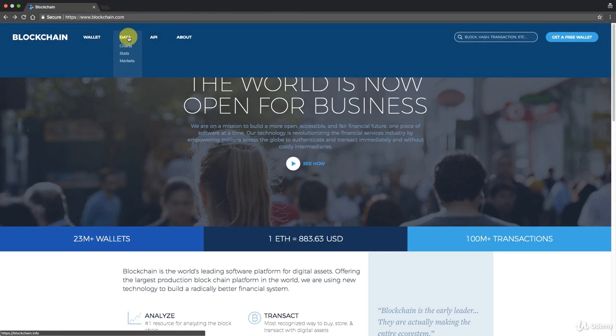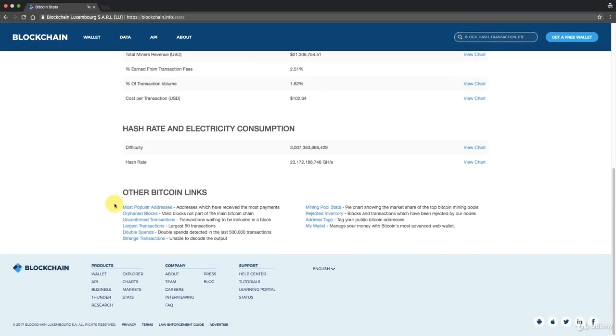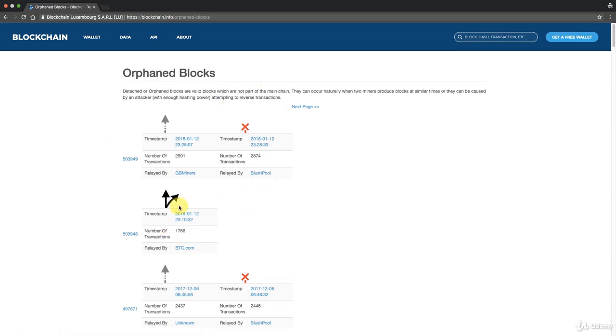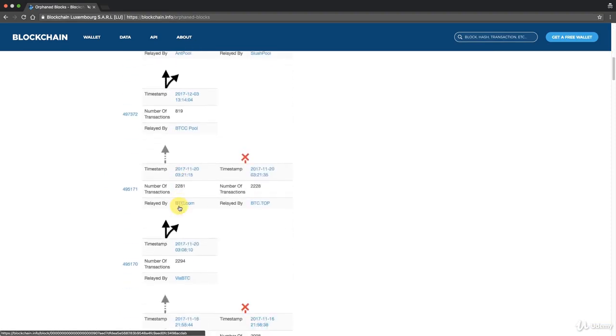So let's go to blockchain.com and then go to stats here. And here at the bottom you'll see an option called Orphaned Blocks. So go ahead and click on that, and this will show us some recent orphan blocks, and that will help us understand what's going on. So what can we see here?